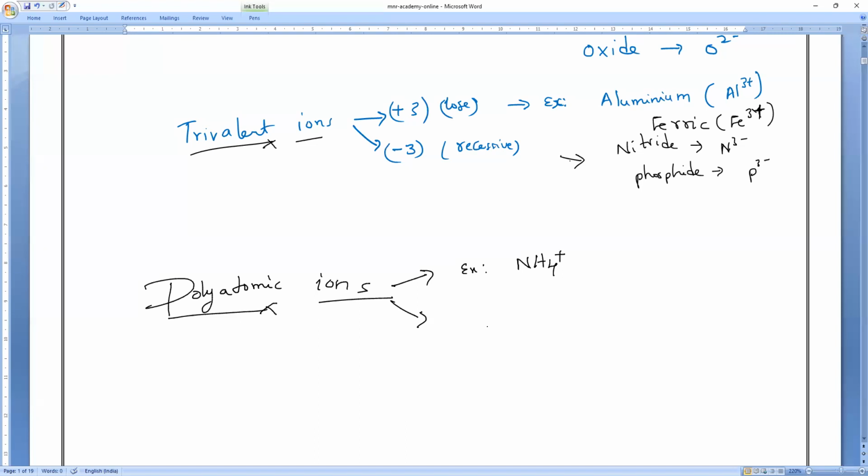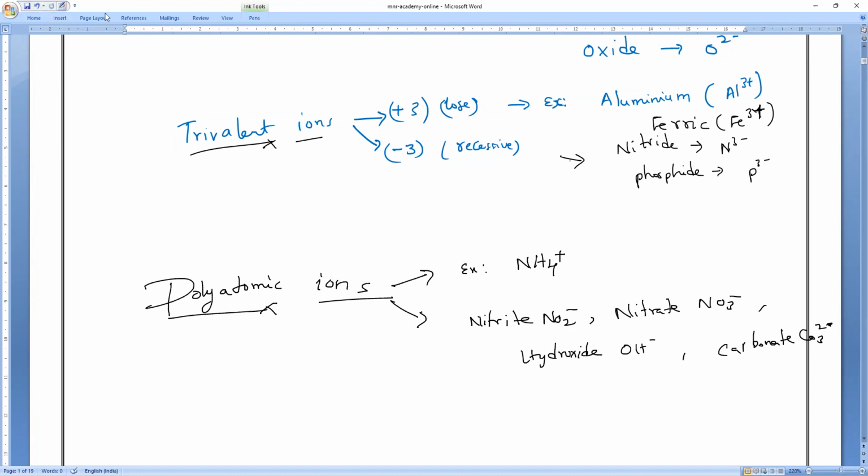Except ammonium, all the polyatomic ions are what, everybody? Negative or positive? Negative only. Clear, everyone? For example, nitrite, NO2 minus. Nitrate, NO3 minus. Hydroxide, OH minus. Carbonate, CO3 2 minus.